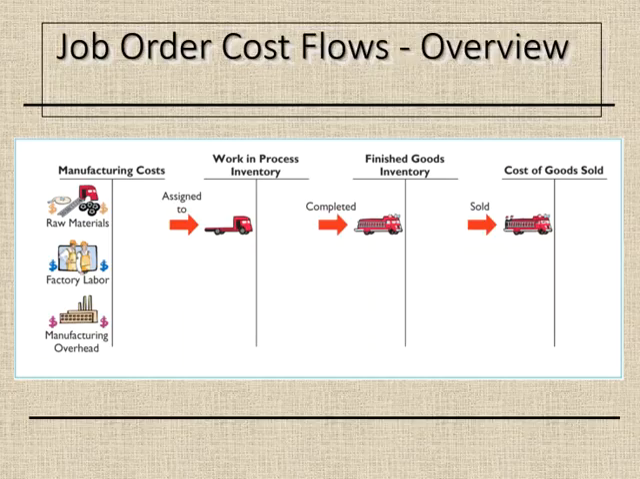Let's take a couple of minutes here to talk about how the costs flow in a job order costing system. So we're accumulating our manufacturing costs. Now remember, total manufacturing costs are equal to your raw materials plus your factory labor plus your manufacturing overhead. As those products are being produced, the costs are accumulating in work in process. So we will pull all of those individually into work in process. Then as that product is completed, you credit your work in process, debit finished goods inventory, and then it moves out of finished goods with a credit and a debit into cost of goods sold.